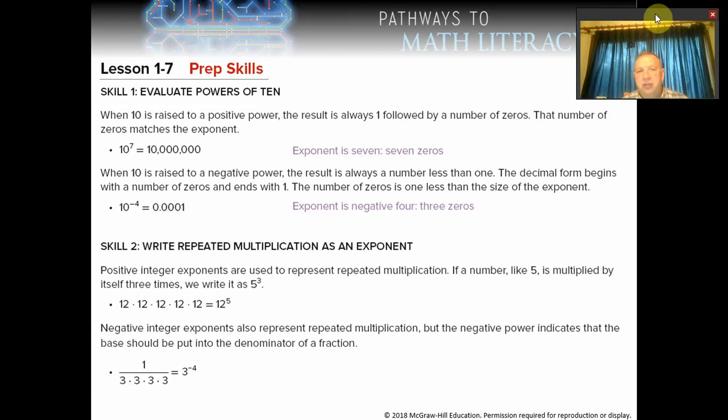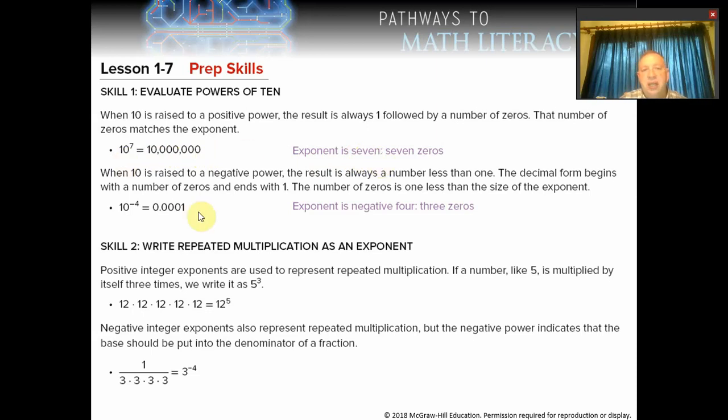And then the other ones, if it's a positive power, it's always just a 1 followed by a number of zeros. So if I had 10 to the 7th, that's really 1 times 10 to the 7th. So each time I move over, I'm just going to count from 1 and add 7 zeros. So 1, 2, 3, 4, 5, 6, 7. Exponent is 7, I need 7 zeros.